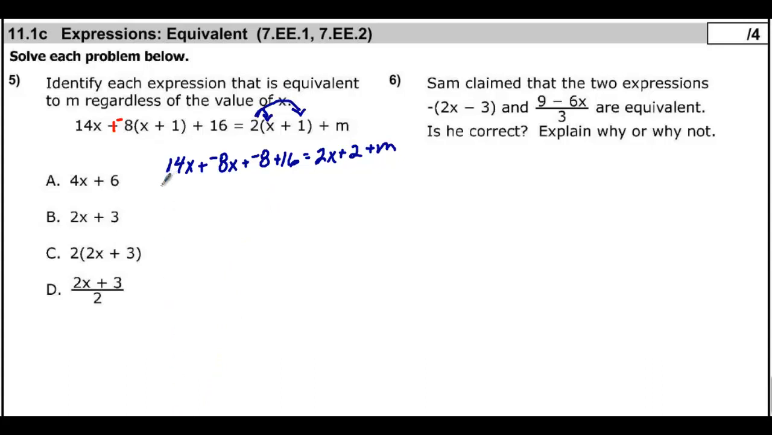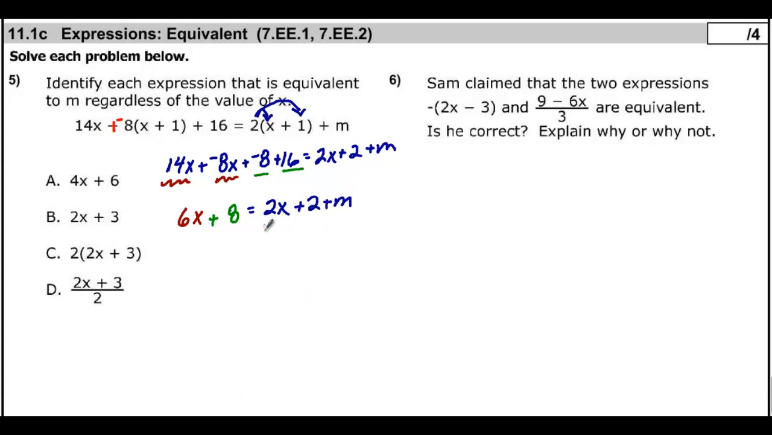Now it's time to combine like terms. So I've got a 14x and a negative 8x that can go together. So 14x plus negative 8x is a positive 6x. I also have a negative 8 and a positive 16 that can go together. Negative 8 plus positive 16, so 8 zero pairs is going to leave me with 8. And then equals 2x plus 2 plus m.